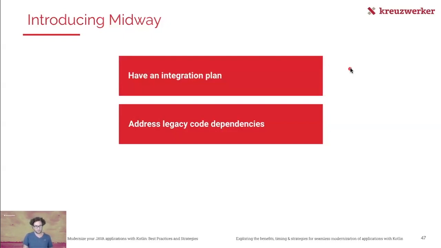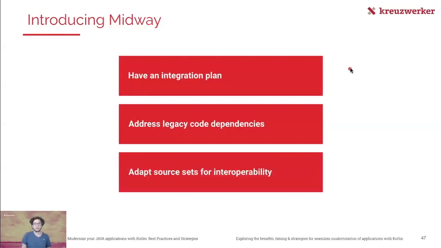That's something to address. And you need to adapt your own source sets maybe for interoperability. So you have parts in Kotlin, parts in Java, and you want to integrate these with each other. There might be some adaptations also necessary and taken into account. Usually it's not too much of a big deal, but that also depends on your integration plan. So which parts of your code base do you transform first?